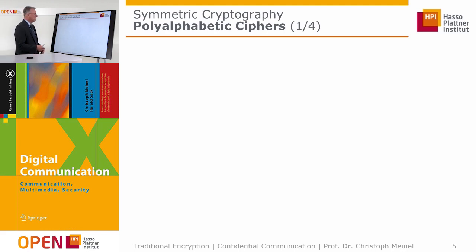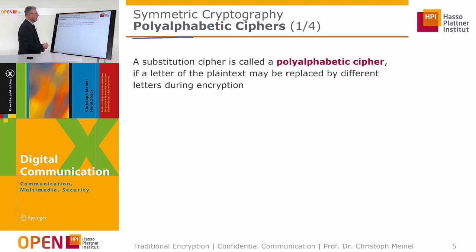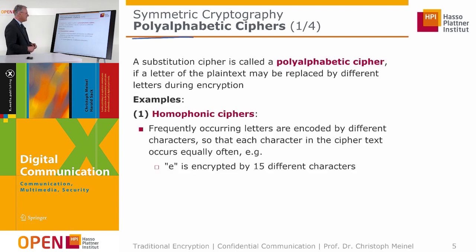Even more difficult than this permutation cipher, which is a substitution cipher, are the polyalphabetic ciphers. And the idea here is that we can use different letters for a replacement of one letter in our plain text. So the frequency analysis, which is applicable to the permutation cipher, is no more applicable here, because we can replace a letter E, for example, by many other letters.